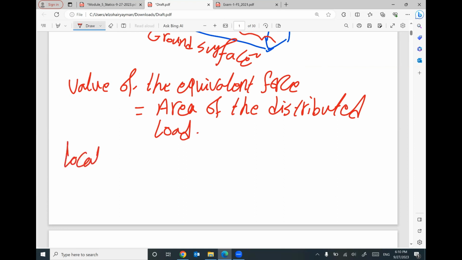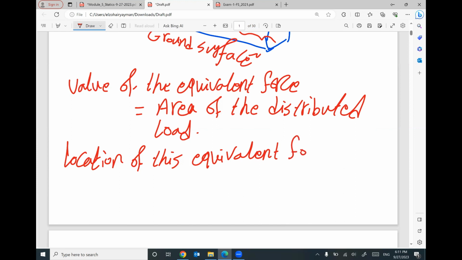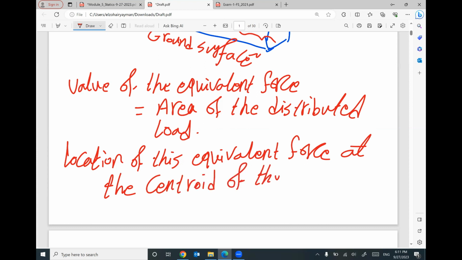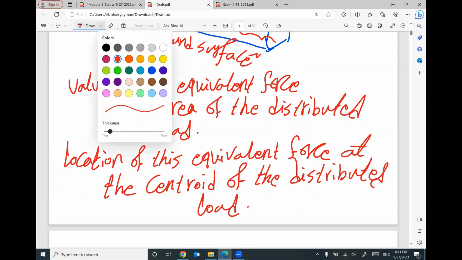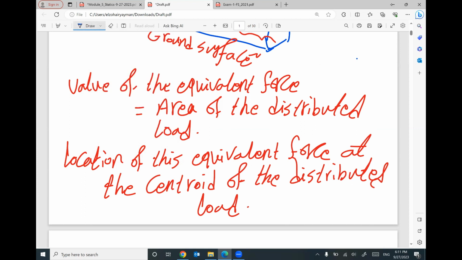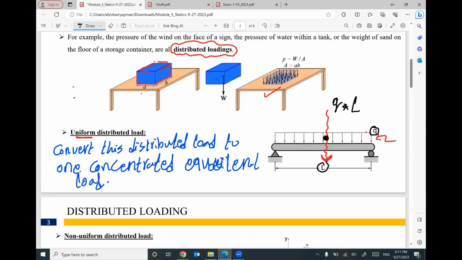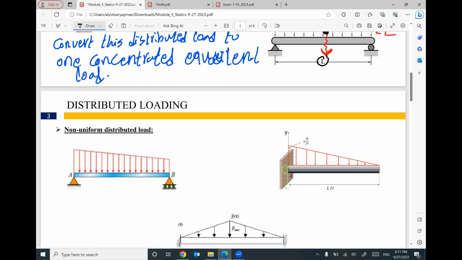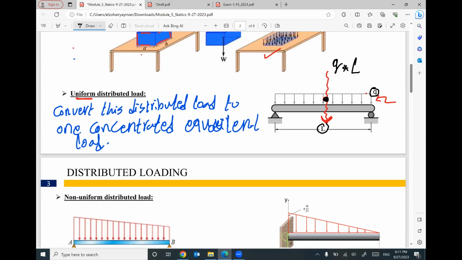Location of this equivalent force will be at the centroid of the distributed load. These two rules are very important. Please keep them in your mind all the time. For any distributed load, whatever the shape, uniform or non-uniform, we need to convert it to one concentrated load, which is equivalent.